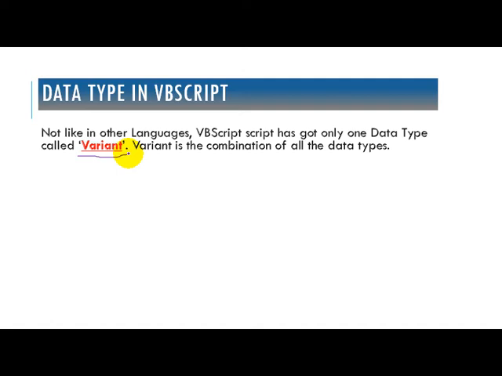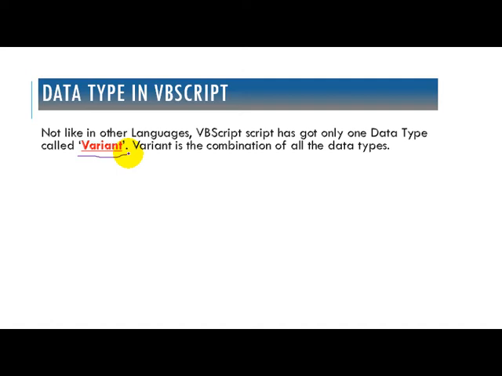So a variant is a combination of all these data types. When you define a variable as a variant, that variable will accept any kind of value that you pass. You can pass a string value, or a date value, or a numeric value, or any value you can pass to the variant.